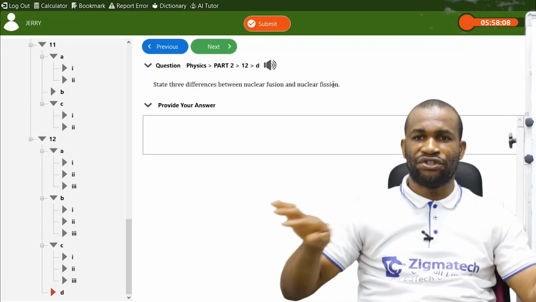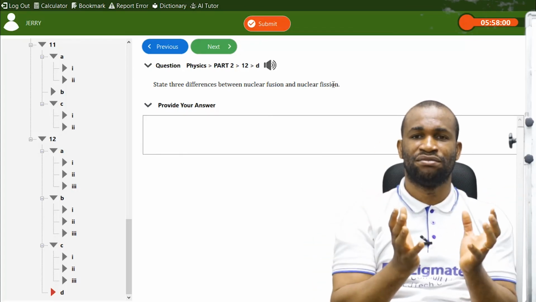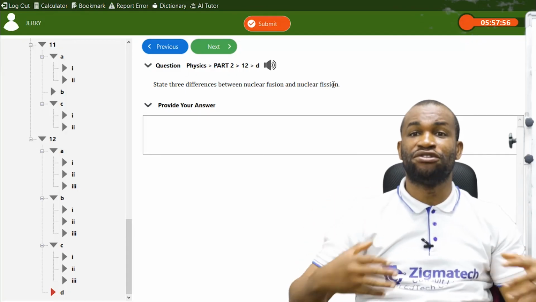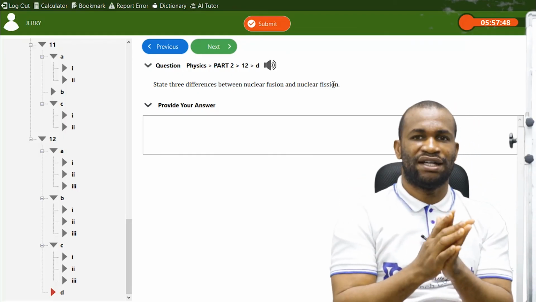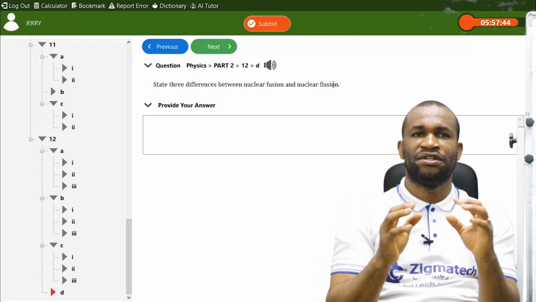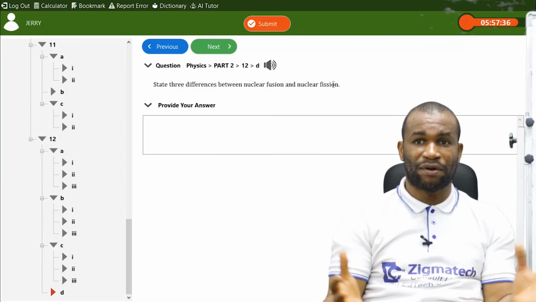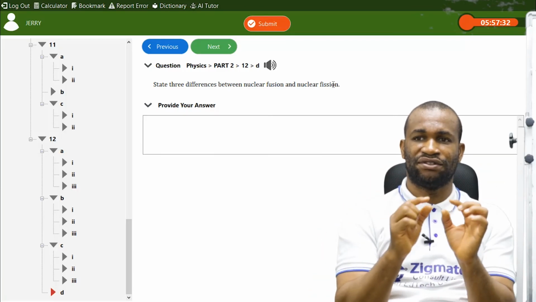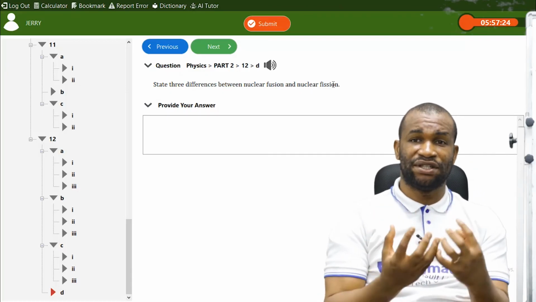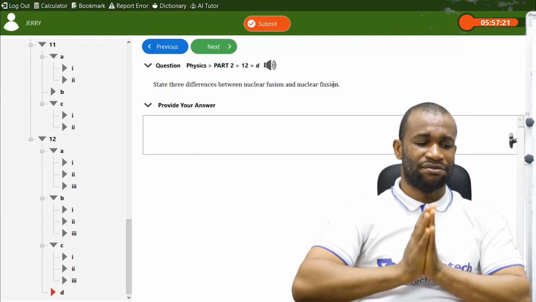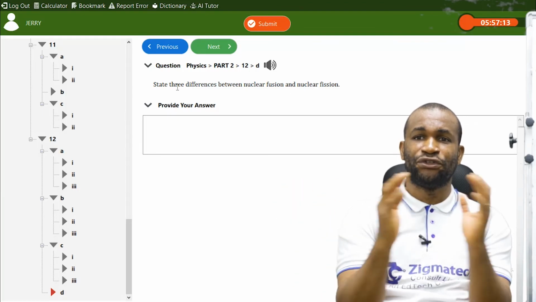Now, coming to fission, it is the breaking down or splitting of the nucleus of a heavier atom into smaller atoms with the release of a heavy amount of energy, but the energy is not as much as that of fusion. Fission can also be used in a power plant. Production of power is one of the advantages of fission. The last thing I want to say about fission is that the fuel used for fission is basically uranium. So these are the three differences between fusion and fission.